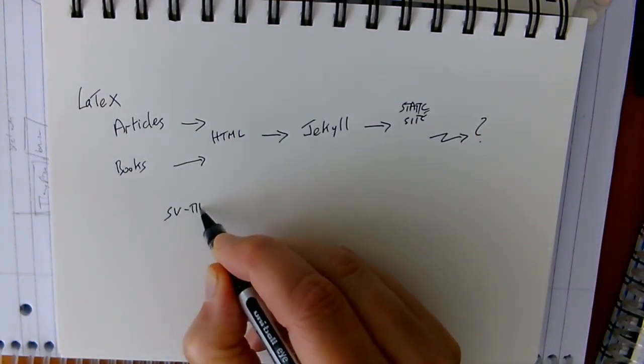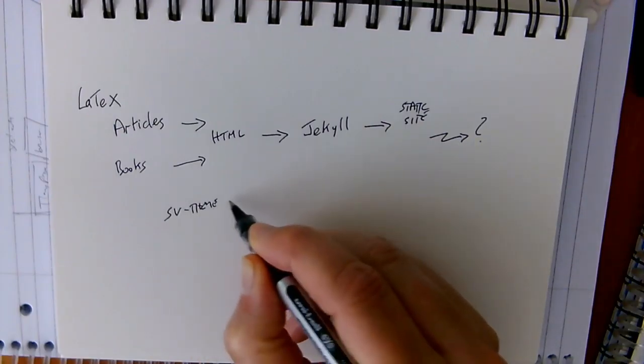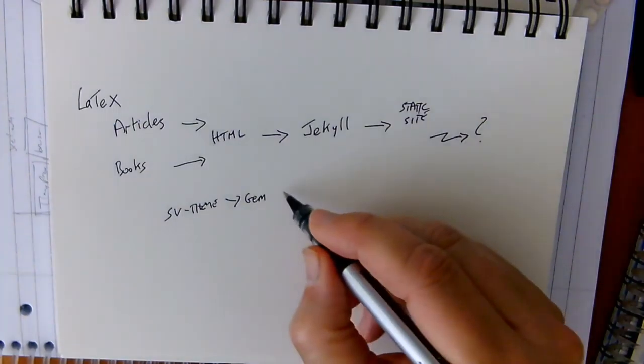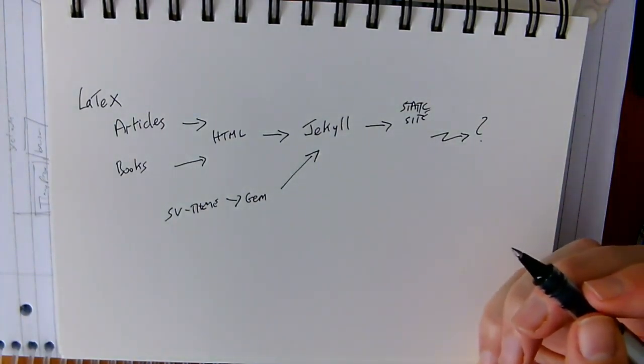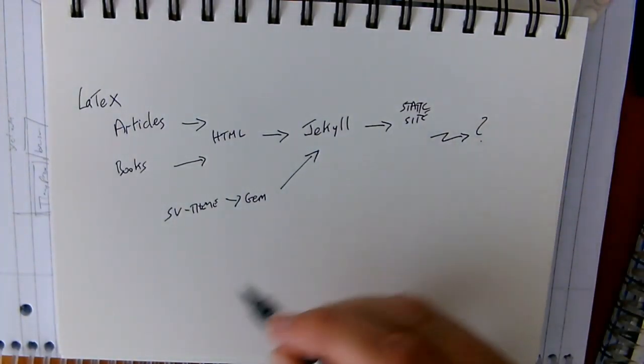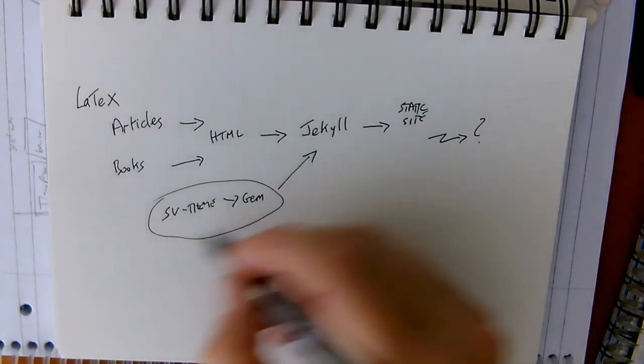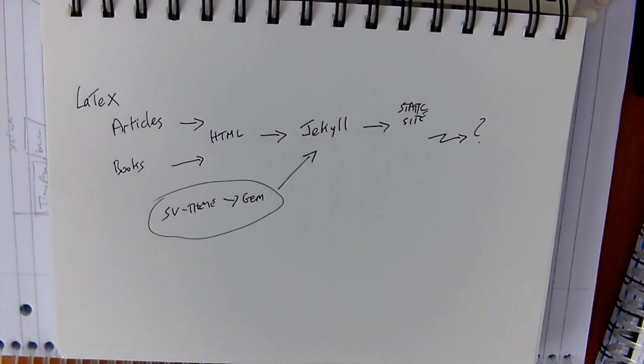The other thing is I'm going to take the Jekyll Minima theme and effectively replace it with one called the Salty Vagrant theme. And that's going to produce a gem file. And that will be fed into Jekyll as well. Now, what I don't want to do is publish this on Ruby gems or anything like that. This is just for my use.